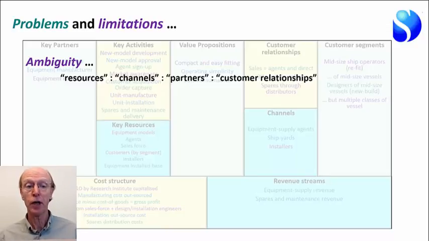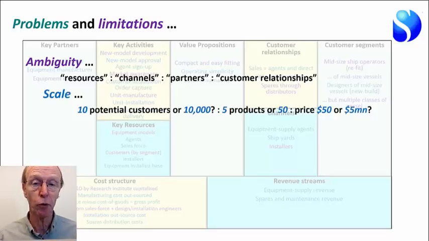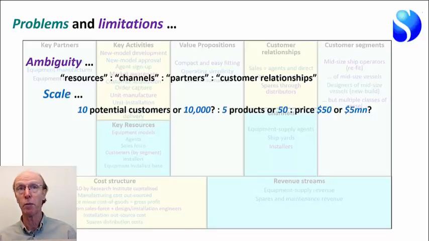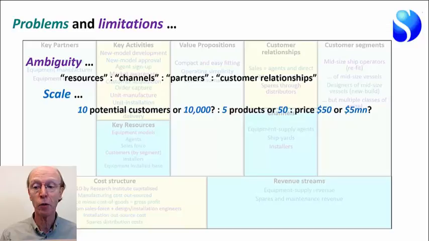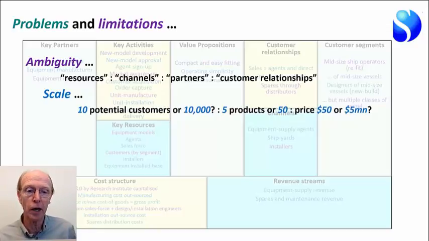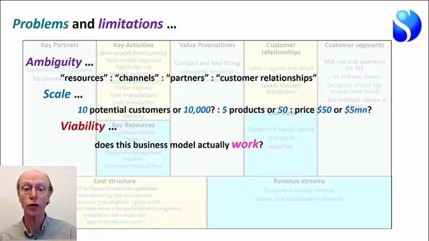As I say, there's nothing about scale here. Are we talking about 10 potential customers or 10,000 potential customers? Are we talking about 5 different models of equipment or 50? Is it going to cost $50 to buy this equipment or $5 million to buy this equipment? Well, actually, we do know the answer to all these questions, but they don't feature in this business model at all. And we certainly do not know if this business model would actually work at all.